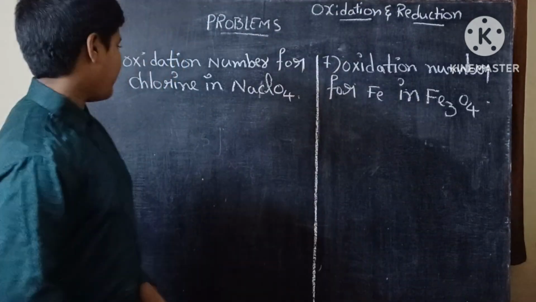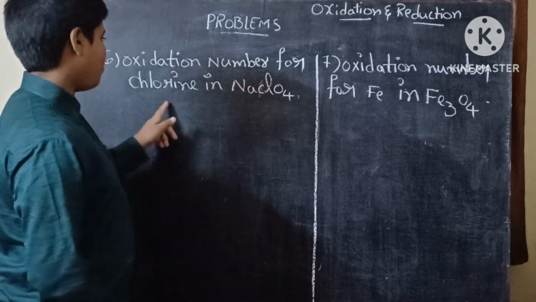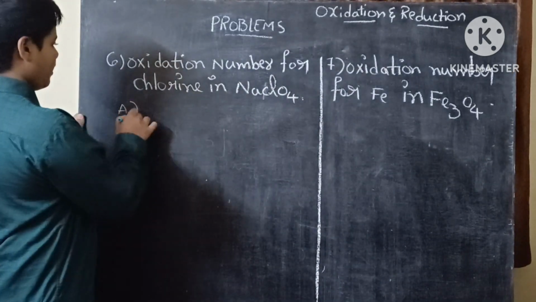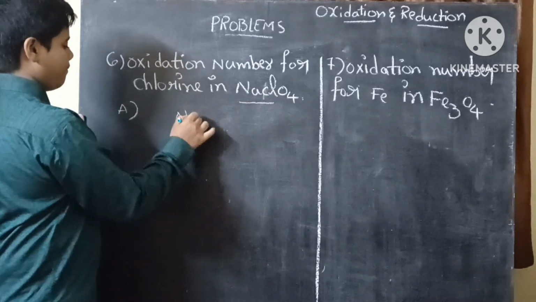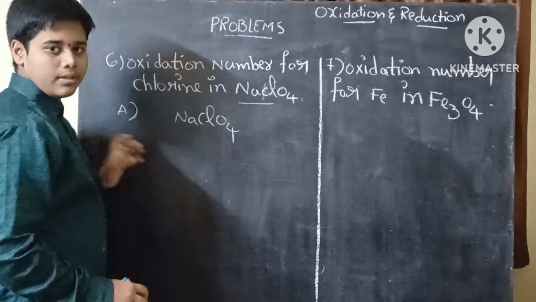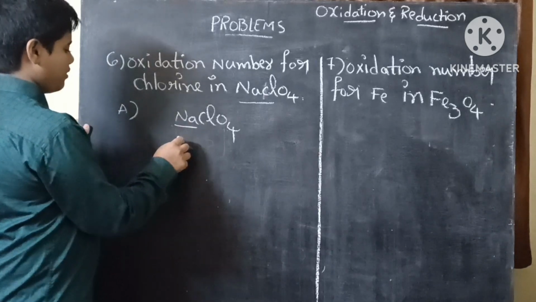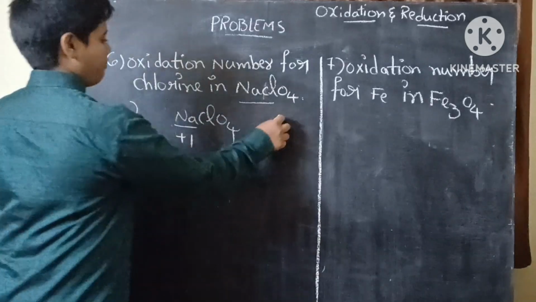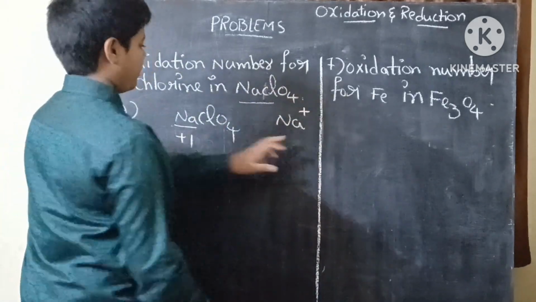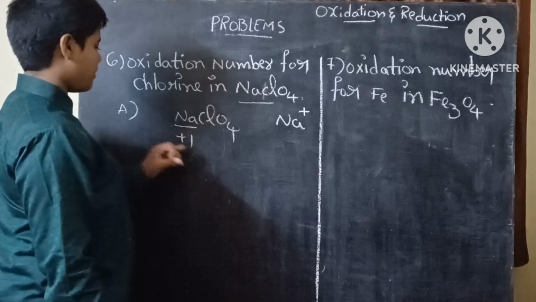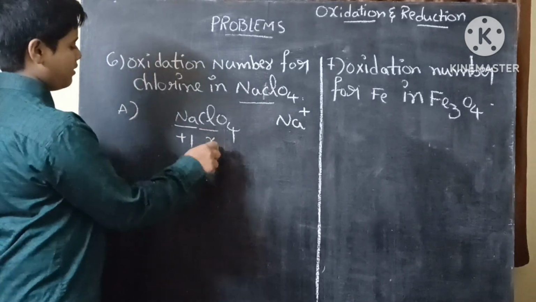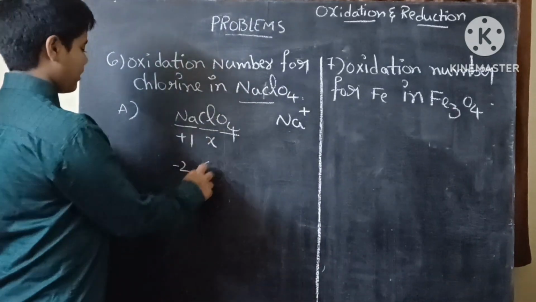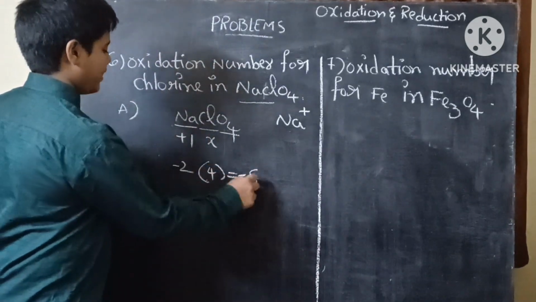Okay. And the 6th question. Oxidation number for chlorine in NaClO4. So in this compound NaClO4, I am taking Na as plus 1 because the oxidation number of sodium is plus 1, because the residual charge present on the atom is plus 1. So the oxidation number is plus 1, and chlorine is X, and for one oxygen it is minus 2. 4 oxygens are there, so into 4, it becomes minus 8.